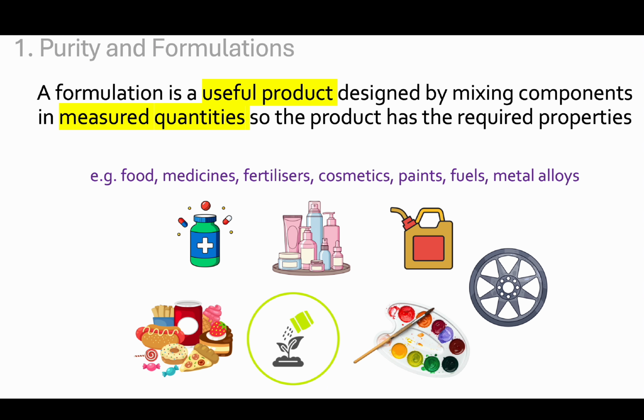A formulation is a useful product designed by mixing components in measured quantities, so the product has the required properties. Examples of formulations are food, medicines, fertilizers, cosmetics, paints, fuels, and metal alloys. Measured quantities means very specific amounts that are added in order to make a formulation. You don't just throw things together and create a mixture. That does not qualify as a formulation.